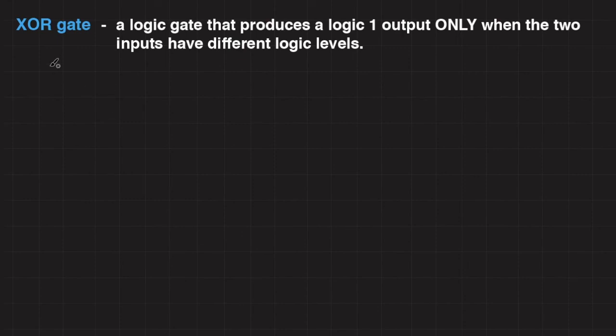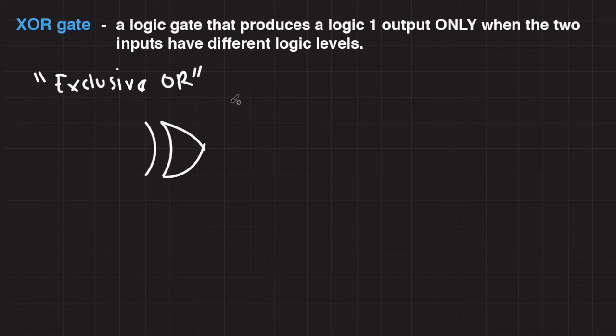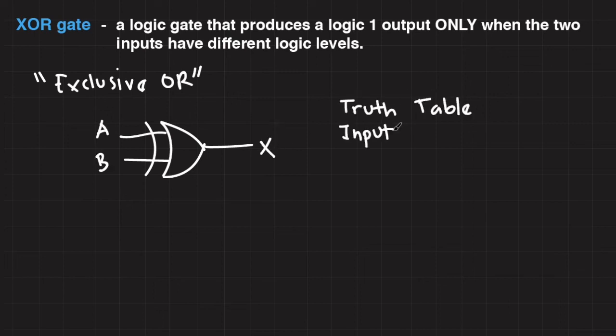The XOR gate, or exclusive OR gate, is a logic gate that produces a logic 1 output only when the two inputs have different logic levels. This is the standard logic symbol for an XOR gate. So let's represent its inputs as A and B and its output as X. Let's write down its truth table.